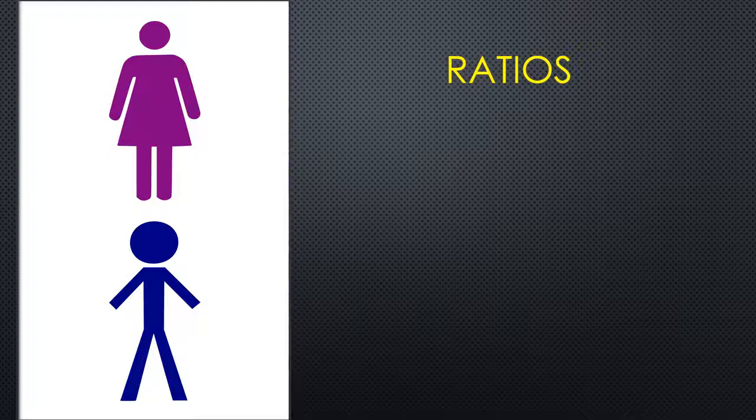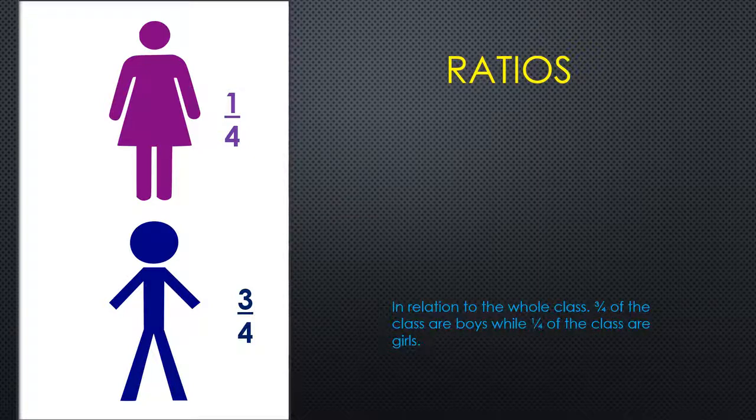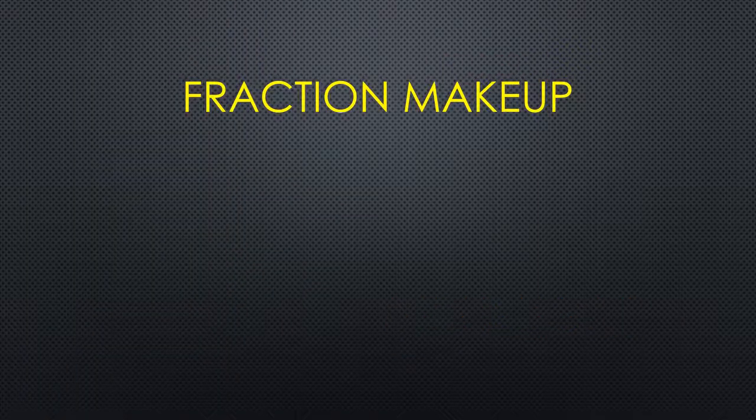Ratios compare probability, or compare one group to the whole group. So if we had a class, and in the classroom we have boys and girls, 3/4 of the class are boys, 1/4 are females. So in relation to the whole class, 3/4 of the class are boys, while 1/4 of the class are girls.